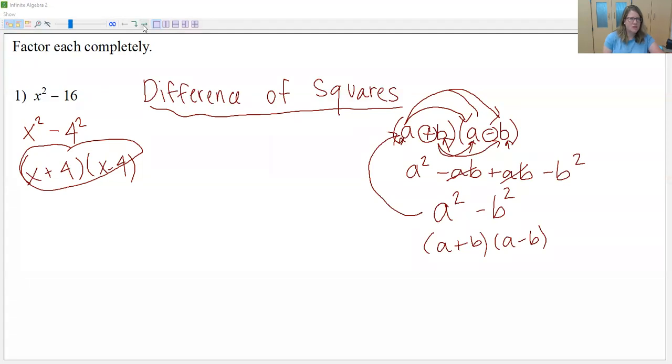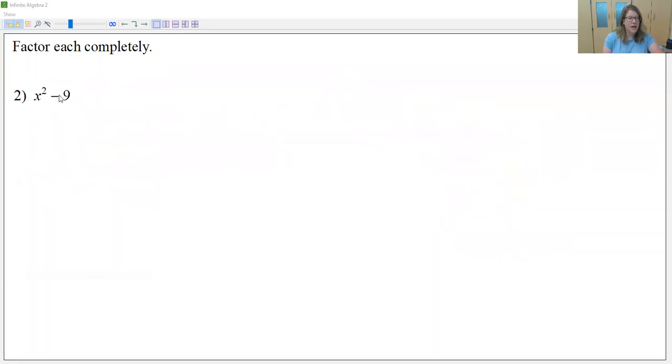Okay, so let's try another one. So we've got x squared minus 9. Again, that is a difference of squares because 9 is a perfect square, and of course we have x squared, so x is a perfect square. So I can rewrite this as x plus 3 times x minus 3, right? Because x squared minus 9 is the same as x squared minus 3 squared. Anytime it has that pattern, I already know the answer right away, as long as I know what the square root of each of these terms is.